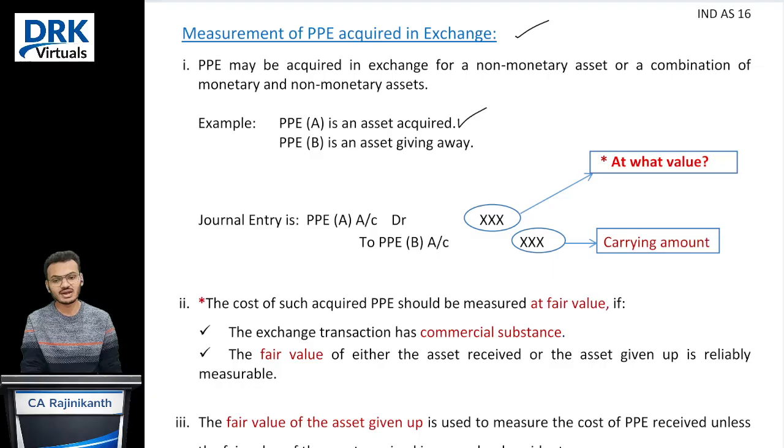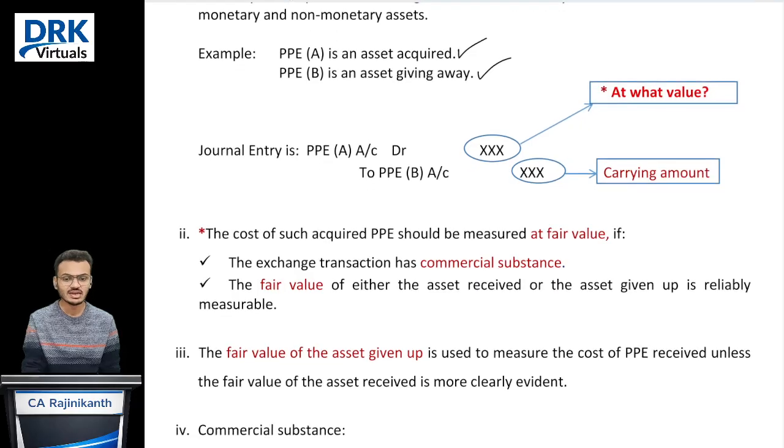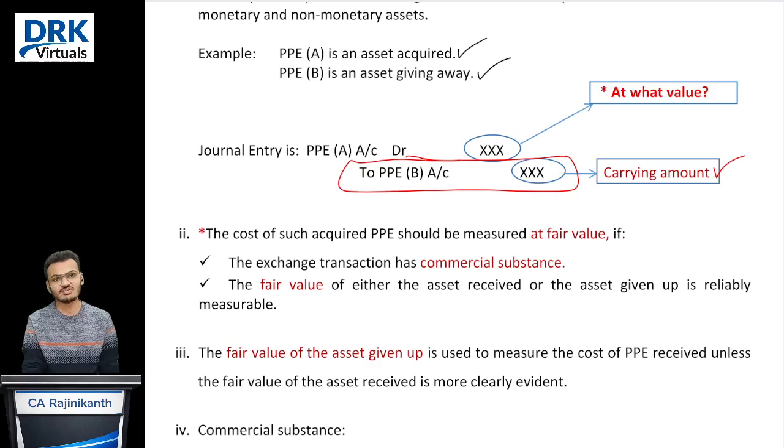This is the asset we are acquiring. Property, plant and equipment B is an asset we are giving away. So what we do generally, firstly we need to de-recognize our asset, correct? PPE B. At what amount, sir? Carrying amount, we should de-recognize it.